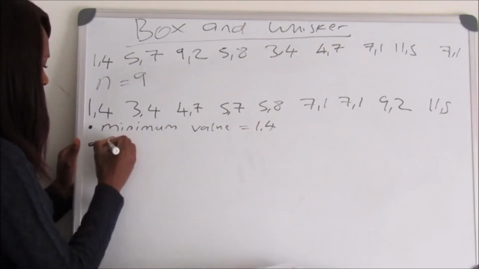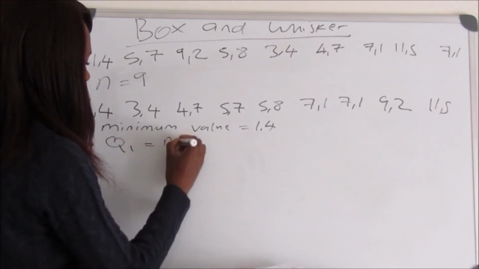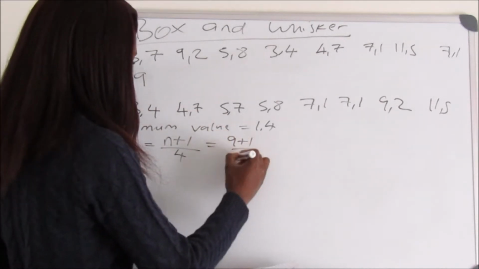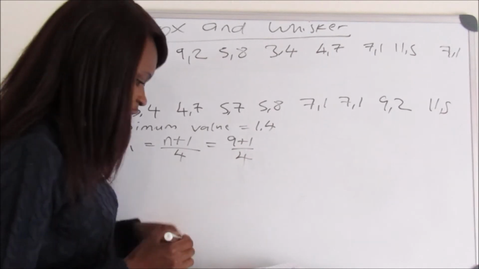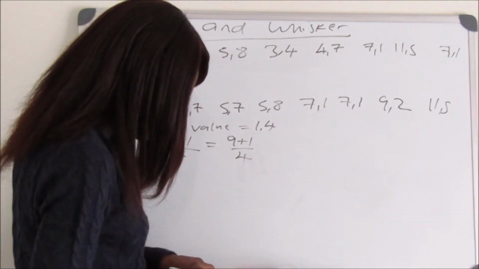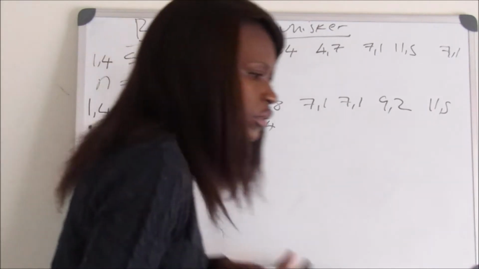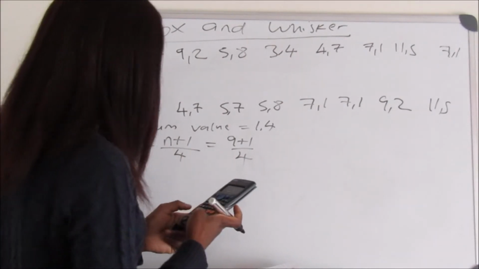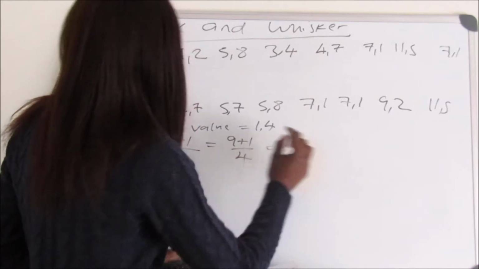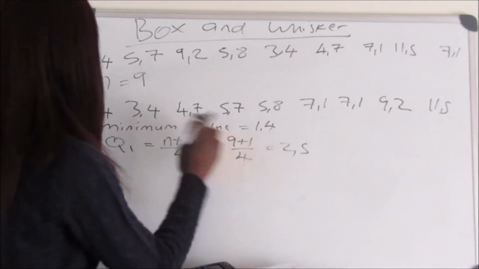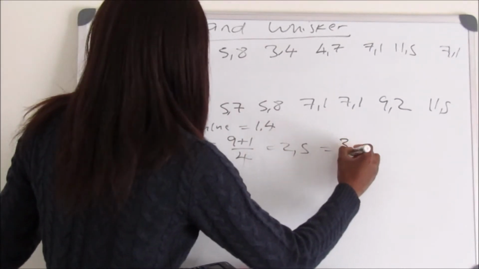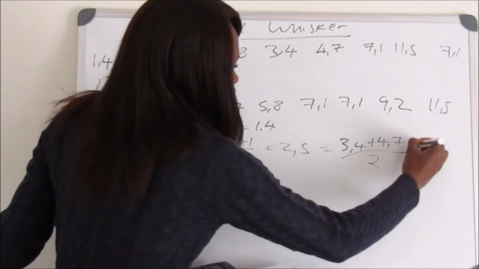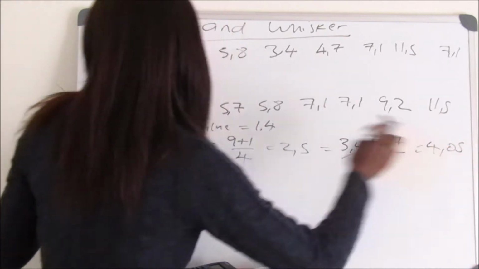Then we have to find the lower quartile. To find the position of the lower quartile, it's n plus 1 divided by 4, which will be 9 plus 1 divided by 4. Let me just use the calculator quickly, guys: 9 plus 1 divided by 4. That means that our lower quartile is between the 2nd and 3rd values, at position 2.5. Then we just add these two, 3.4 plus 4.7, divided by 2. Those two will give us 4.05. This is our lower quartile.